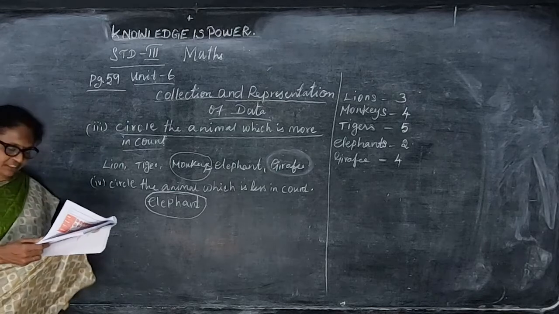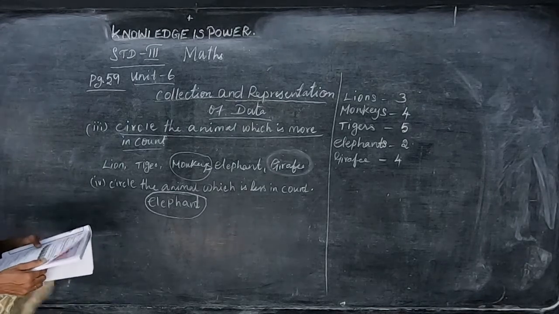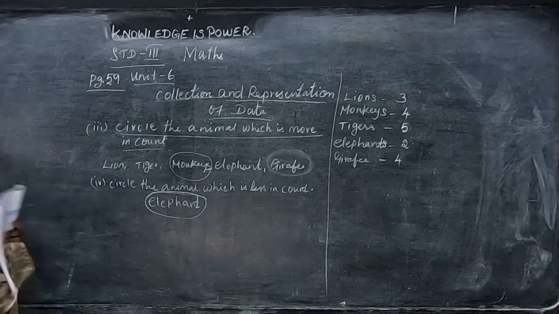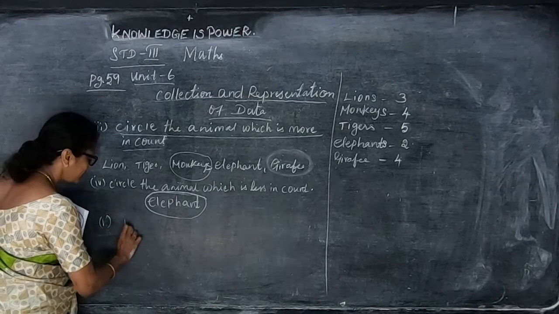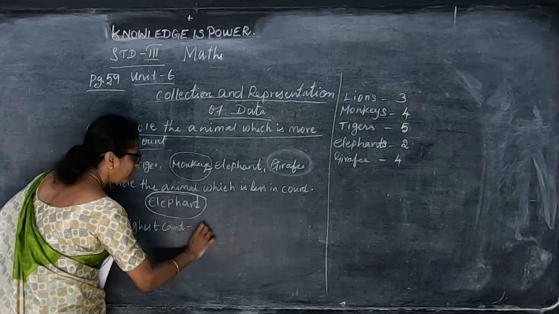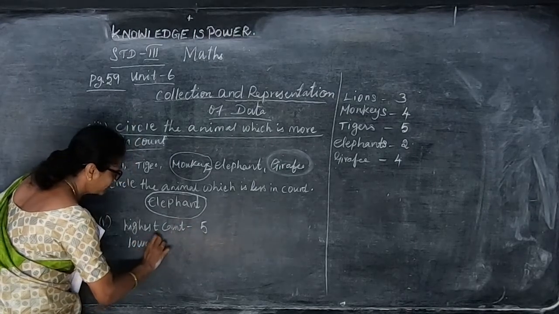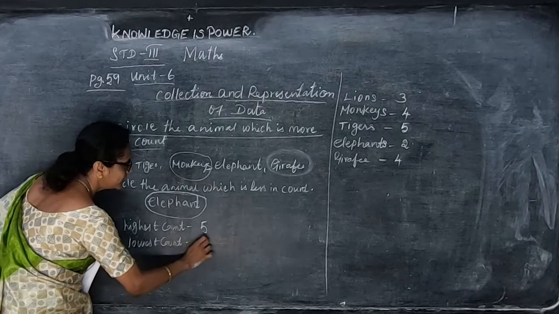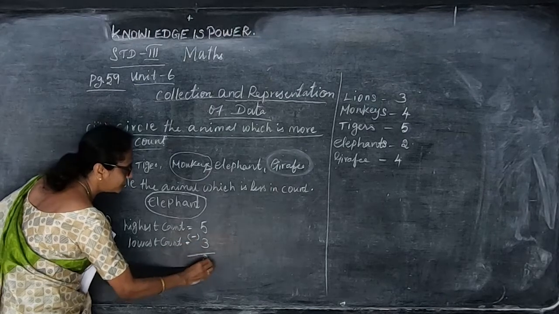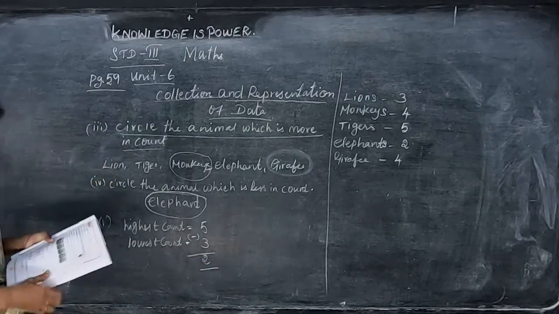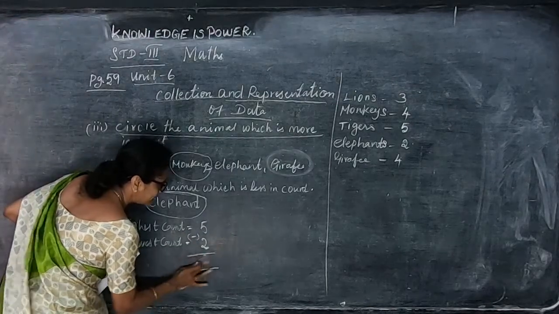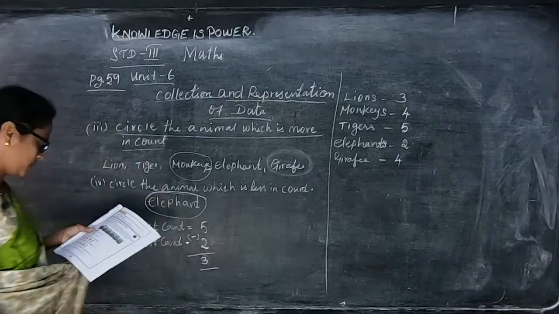Then what is the difference between the highest and the lowest count? The highest one is 5 and the lowest count is 2. So they are asking the difference. So you have to subtract. Highest count is 5 and the lowest count is 2. So 5 minus 2, the answer is 3, you can write.